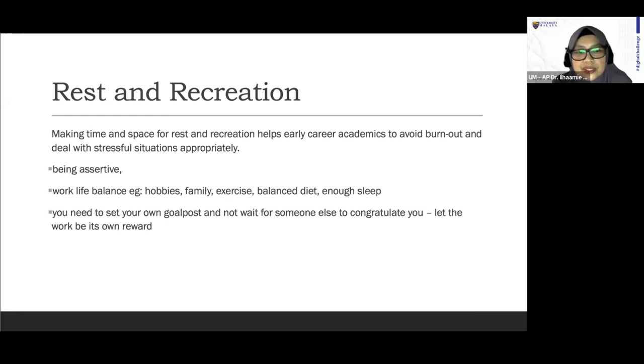You also need to set your own goalposts and not wait for someone else to lead you. Let the work be its own reward. As I've informed you about KPI, there are lots of goalposts set that you have to achieve, but you need to break them into small goalposts and take it step by step, achieving one target at a time. You cannot achieve all at once. And whenever you have achieved those targets, don't wait for other people to ask you about it. Right, next.